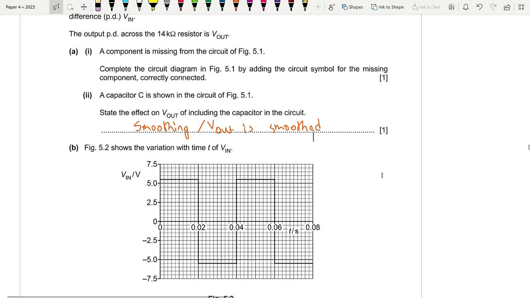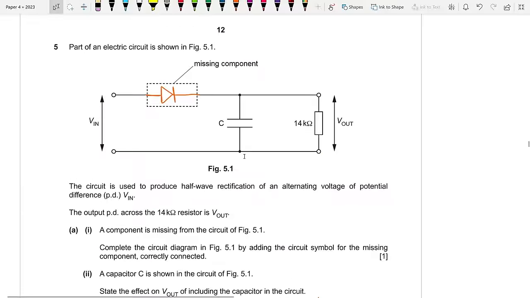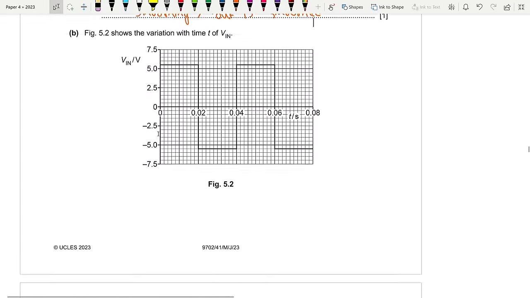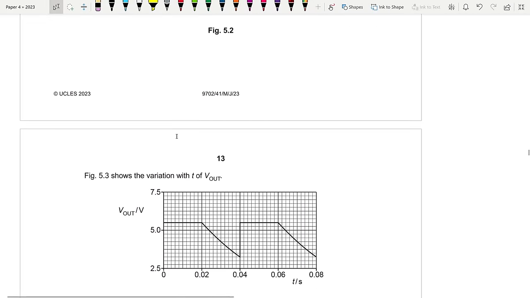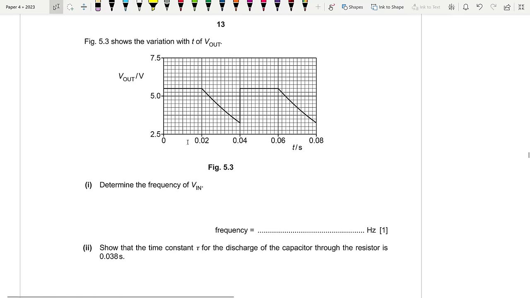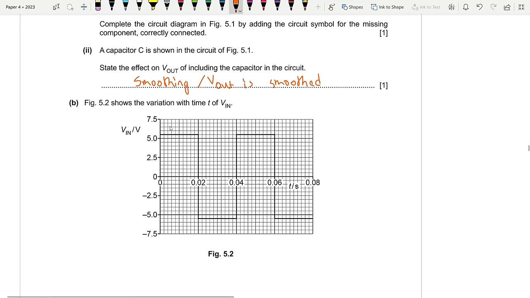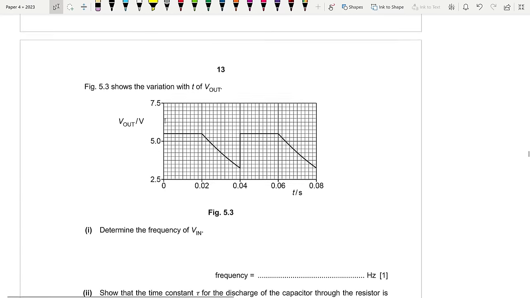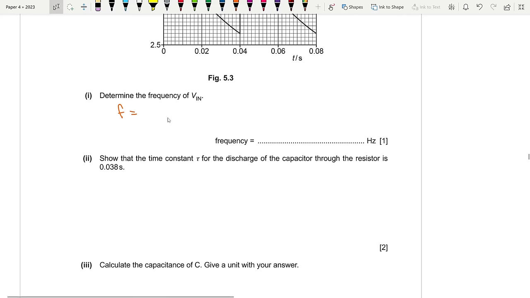Now, figure 5.2 shows the variation with time of Vin, the voltage that we are giving. The variation of Vout is also given. Determine the frequency of Vin. Pretty straightforward. As you can see, the time period for every rotation is 0.04 seconds. So, you guys already know the drill. Frequency is equal to 1 by time period. So, frequency is equal to 1 divided by 0.04, which is 25. That is equal to 25 hertz.